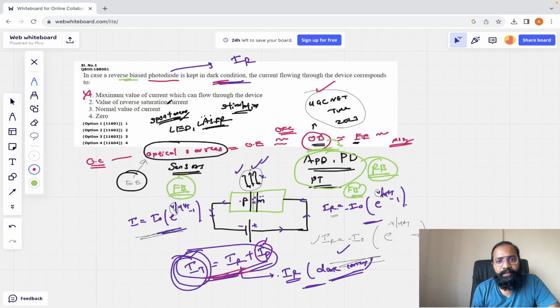It is equal to the value of the reverse saturation current. Next, the normal value of current, we cannot take. And the next one is 0. It can never be 0. And why we are taking reverse saturation current as the most apt answer is because we are doing the reverse biasing. So whenever we are doing the reverse biasing, then automatically it is equal to the value of the reverse saturation current. So the most suitable answer is the second one, and option 2 is the correct answer.